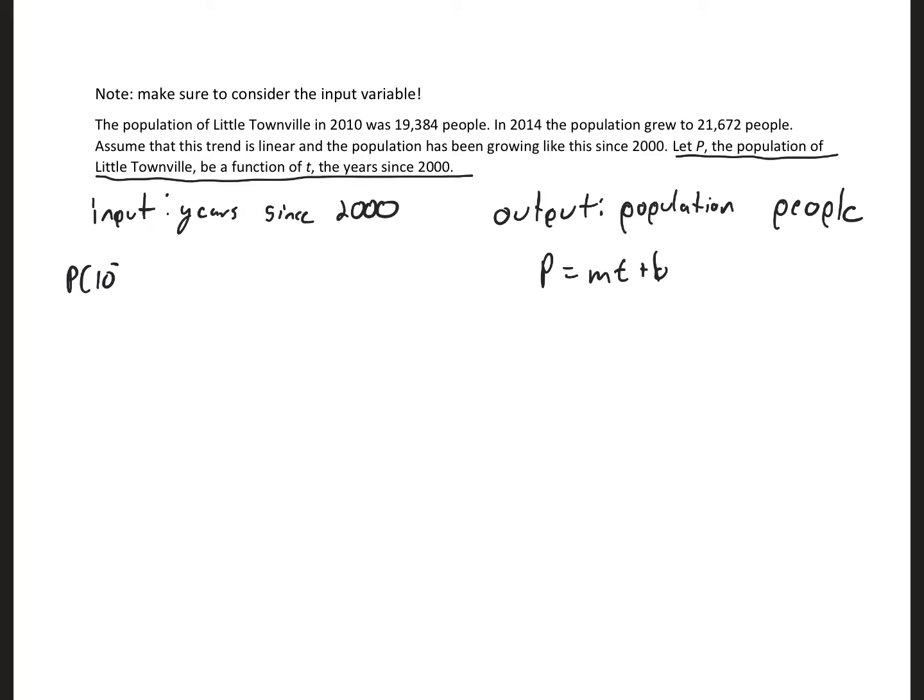So when we input 10, the output is 19,384. Then we're told that in the year 2014, the population is 21,672. So these would be the 2 points that I would need to use to begin writing this function. I would highly encourage you to refer back to this as a good starting point when you go to start this written assignment.